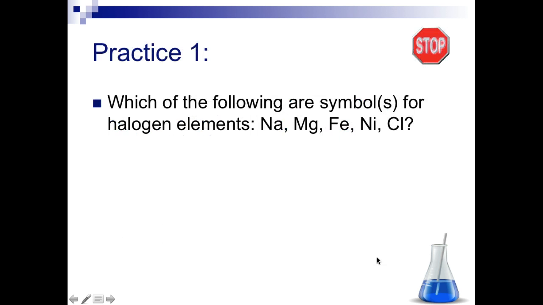So let's look at the practice. Which of the following are symbols for halogen elements? Let's remember, based on your notes and what we've talked about, pause the video and answer the question. Welcome back. The element that you should have selected is chlorine. Chlorine is the element out of that group that is the halogen.